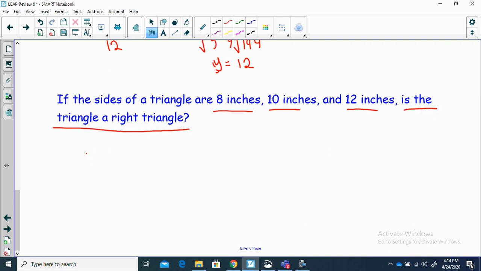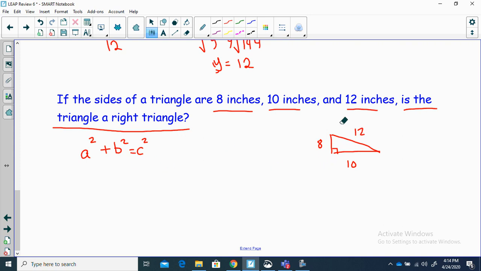Well, let's look at this. Let's sketch it out. If it's a right triangle, and you got your right angle there, the hypotenuse would be the longest side. That would be your 12. 8 and 10 go on one of these sides. Let's see if this is a right triangle. We can do this by plugging it into Pythagorean theorem and see if it makes the equation true.